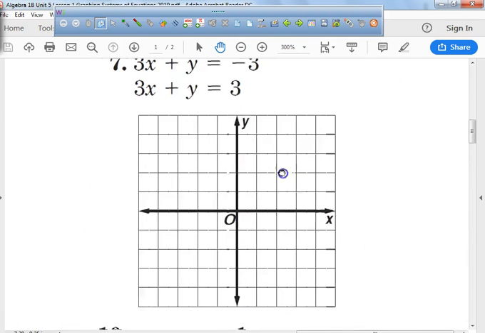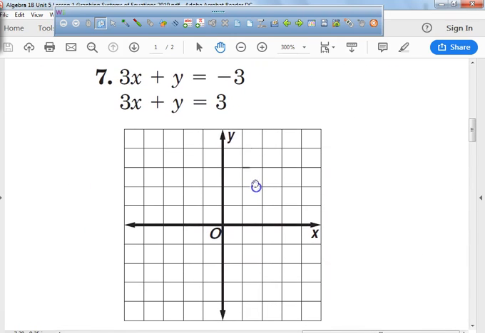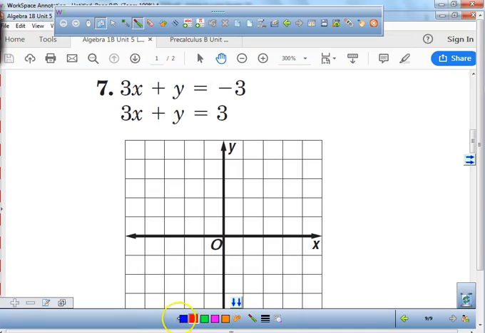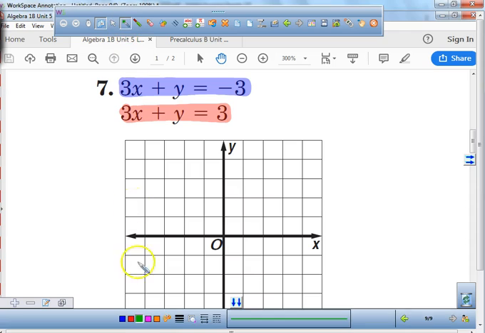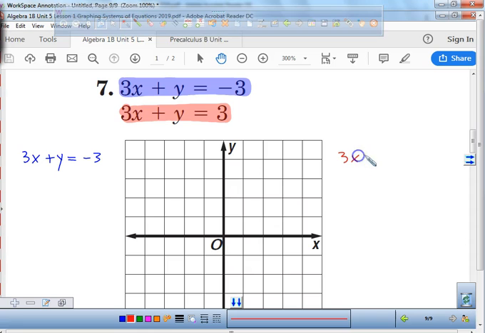Alright, final problem right here. We're just going to do this by hand because it's really easy. So the blue line, I'm going to start. This is standard form. And over here, this is also standard form.